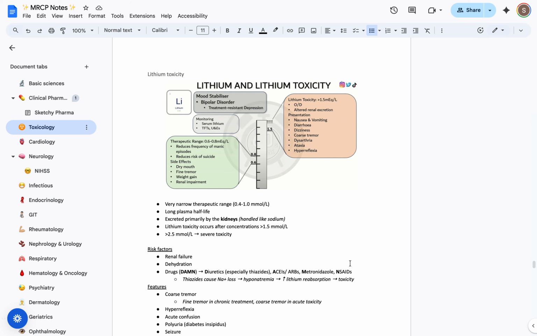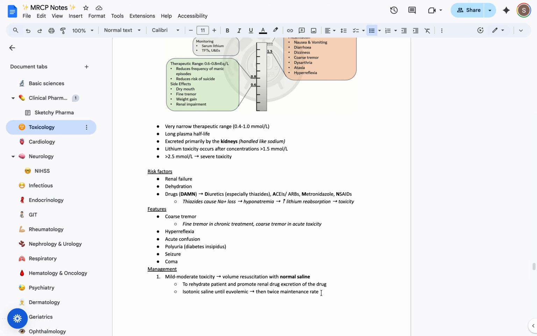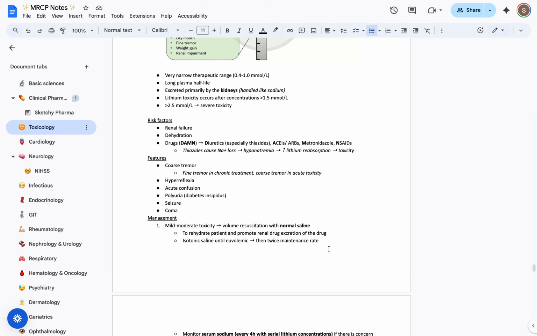Now, if we have a patient who's chronically treated with lithium, they may have fine tremor. In toxicity, they will have coarse tremor, hyperreflexia, confusion, and then polyuria or diabetes insipidus. How would you treat? You just do volume resuscitation with normal saline to rehydrate the patient and promote renal drug excretion until the patient is euvolemic.